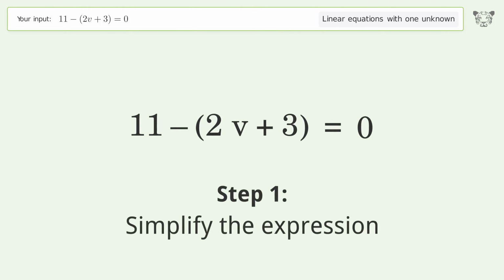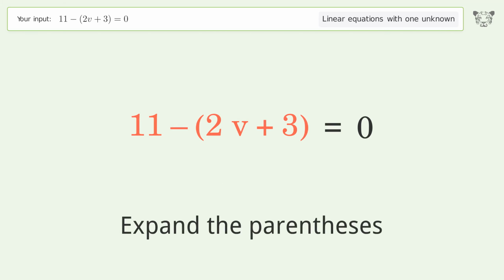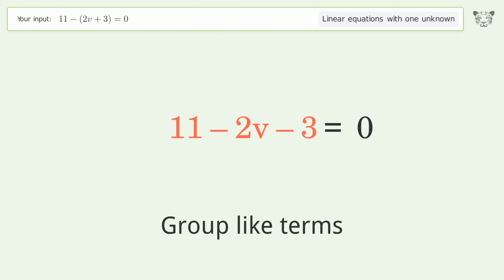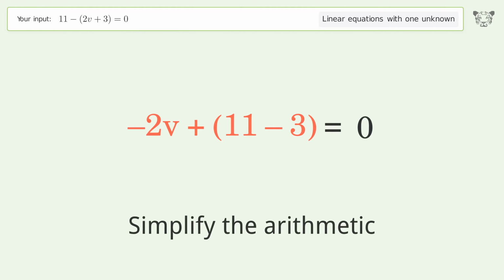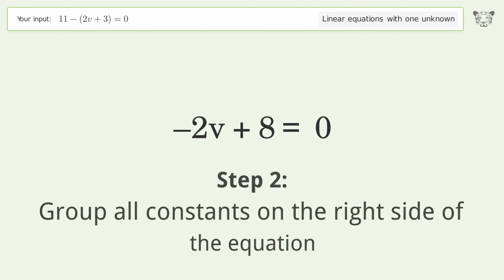Simplify the expression. Expand the parentheses. Group like terms. Simplify the arithmetic. Group all constants on the right side of the equation.